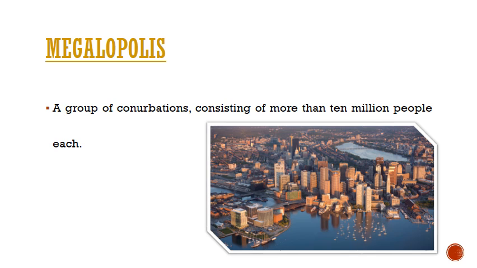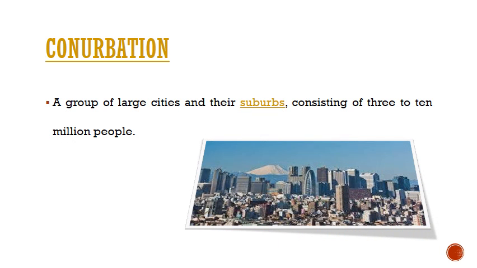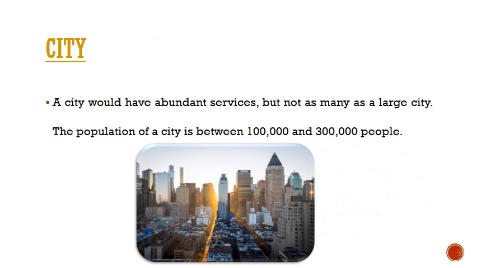Megalopolis. A group of conurbations consisting of more than 10 million people each. Conurbation. A group of large cities and their suburbs consisting of 3 to 10 million people. City. A city would have abundant services but not as many as a large city. The population of a city is between 100,000 and up to 300,000 people.